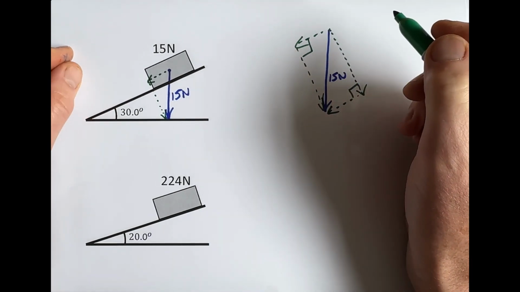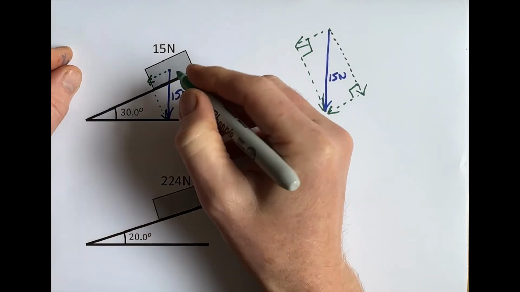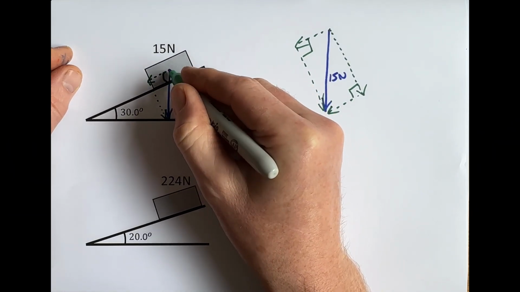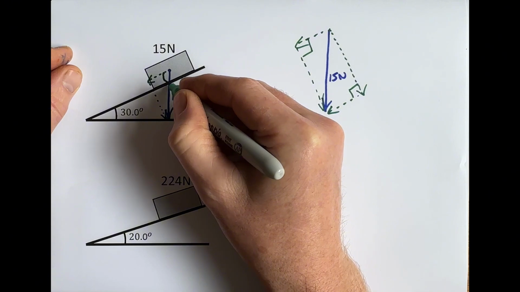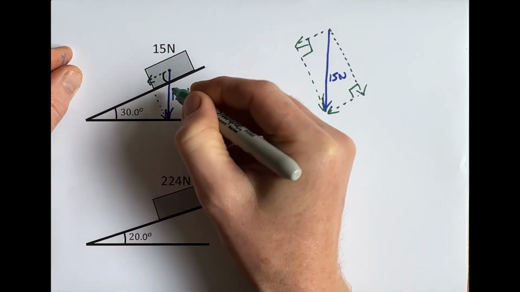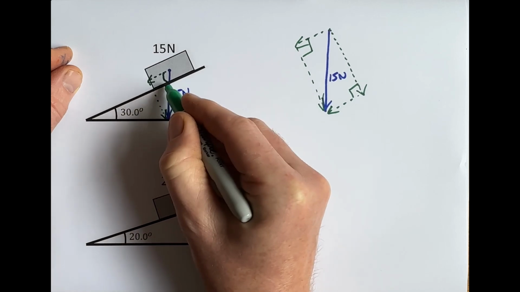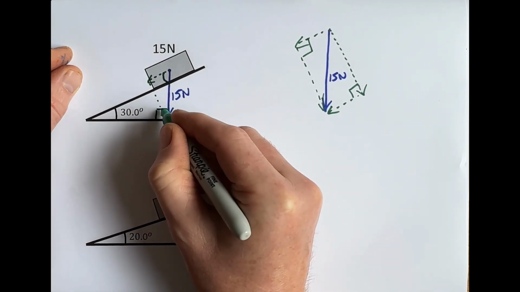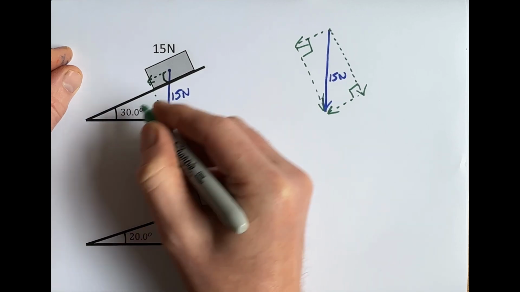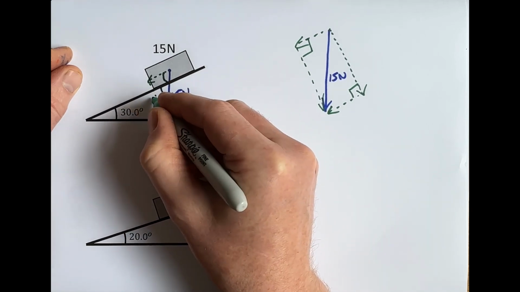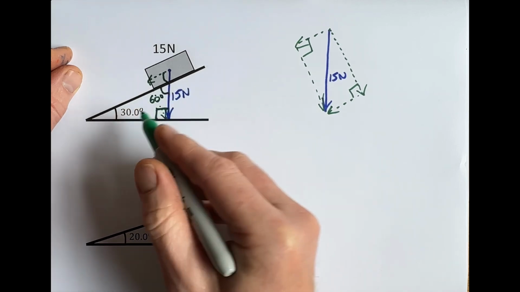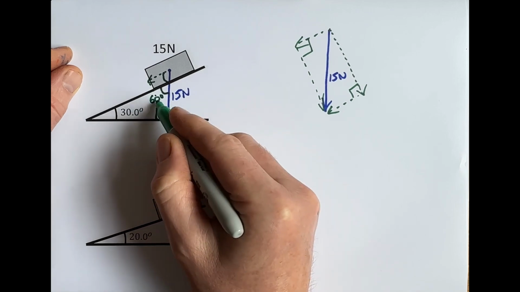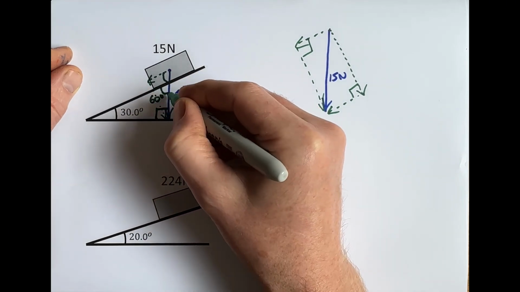Now by looking at this, we can work out this angle here. Essentially the weight here forms a triangle, and this triangle has a right angle there. We know that's 30 degrees, so this angle here must be 60 degrees, because the angles in a triangle have to add up to 180. So 90 plus 30 makes 120, plus 60 makes 180. So that angle is 60.